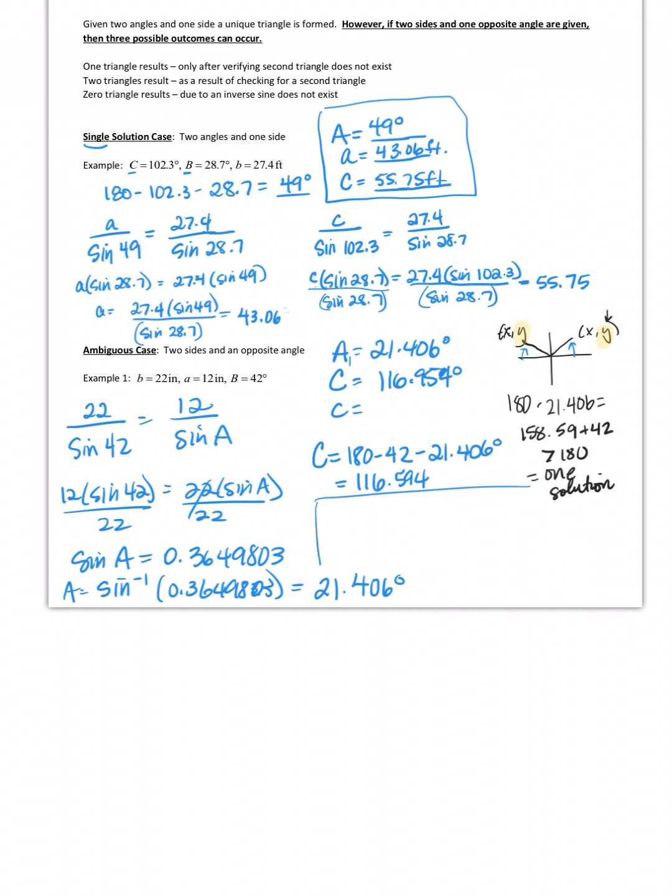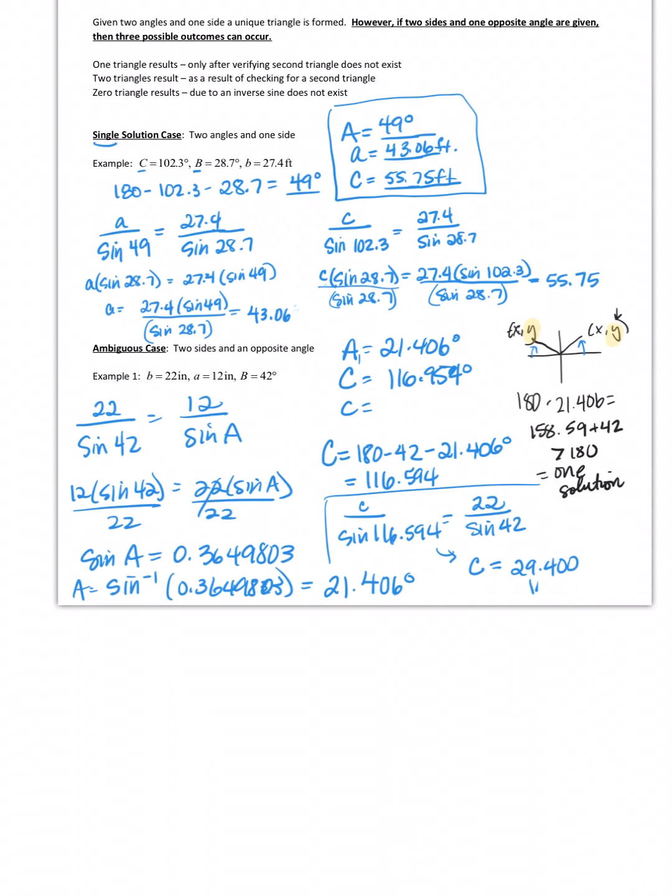Now, to find little c, I'm going to do little c over the sine of 116.594 equals, what do we know? We were given the 22 and sine of 42. Running out of space, but when I do my cross multiplication and solve, I find that little c is 29.400, and our unit is inches. So 29.400 inches. So now I've solved this. There's only one triangle solution, and we're done with it. Let's try another one.